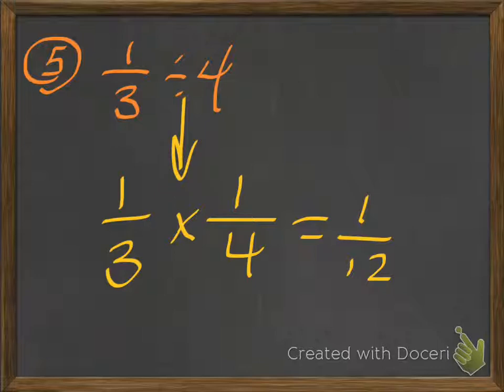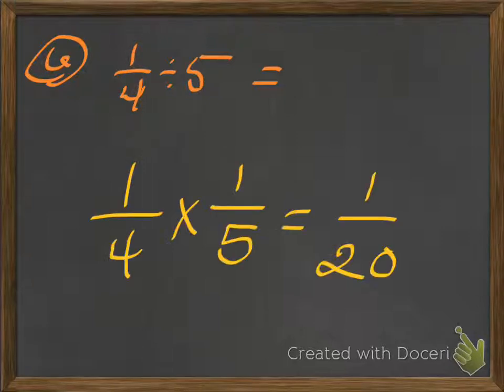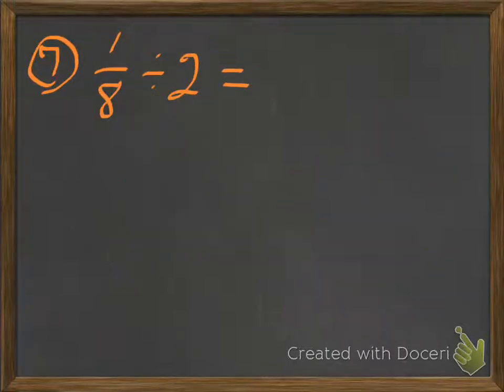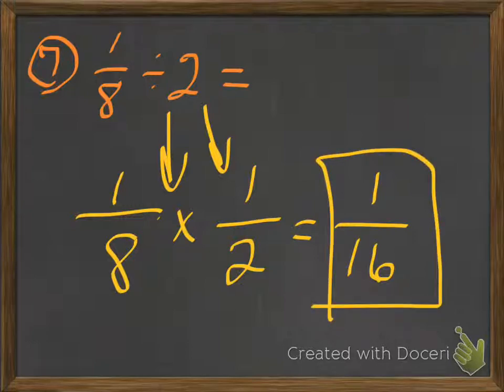Number 5, 1/3 divided by 4. Okay, change division to multiplication, change that 4 to 1/4, multiply, and you get 1/12. Number 6, 1/4 divided by 5. Okay, so change the division to multiplication, change the 5 to 1/5, and you should get the answer, 1/20. Number 7, 1/8 divided by 2. Okay, change that division to multiplication, change the 2 to 1/2, multiply, and get the answer, 1/16.